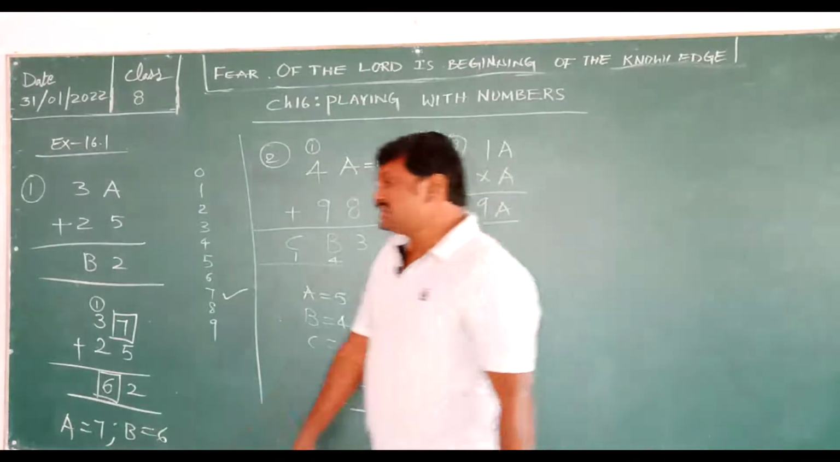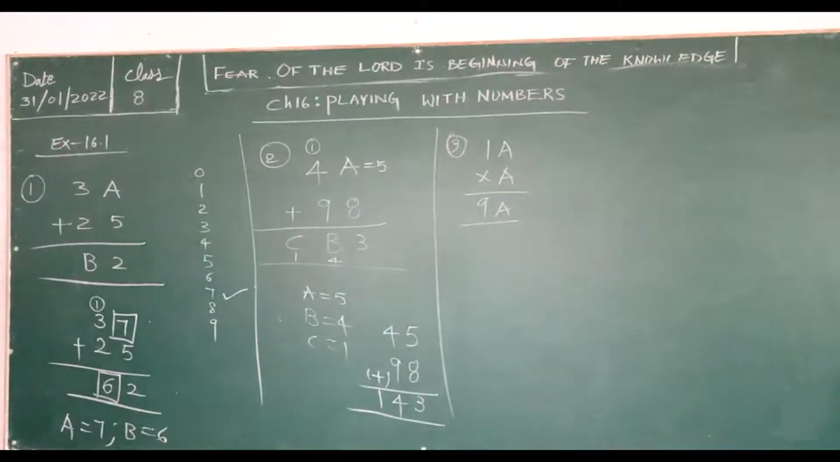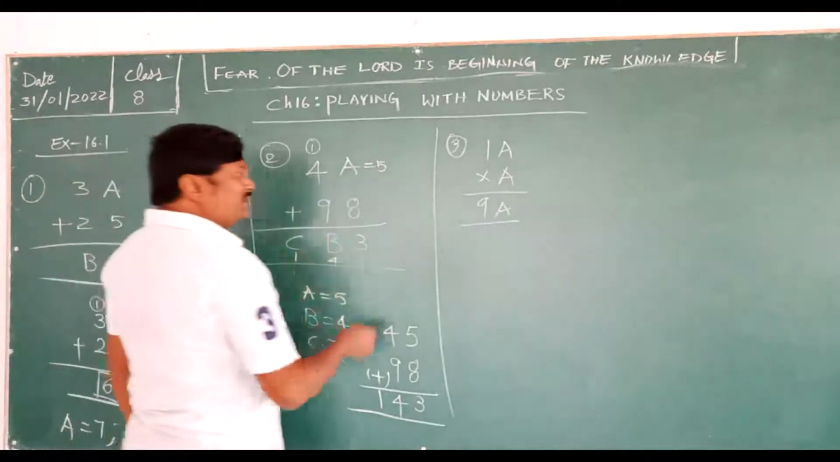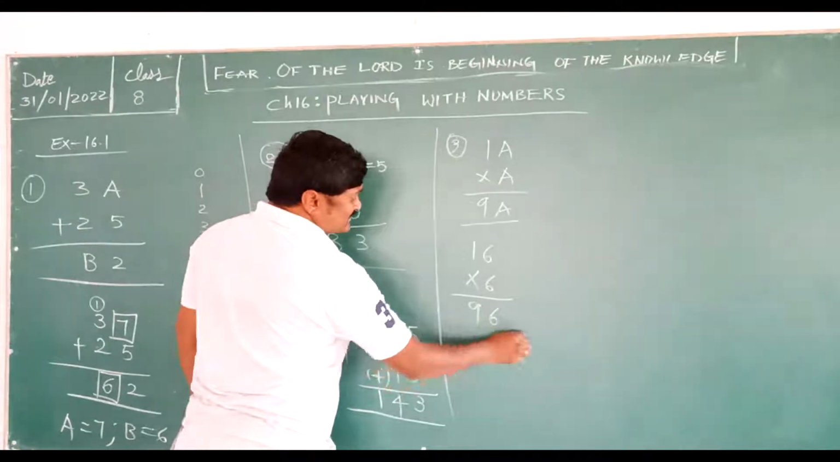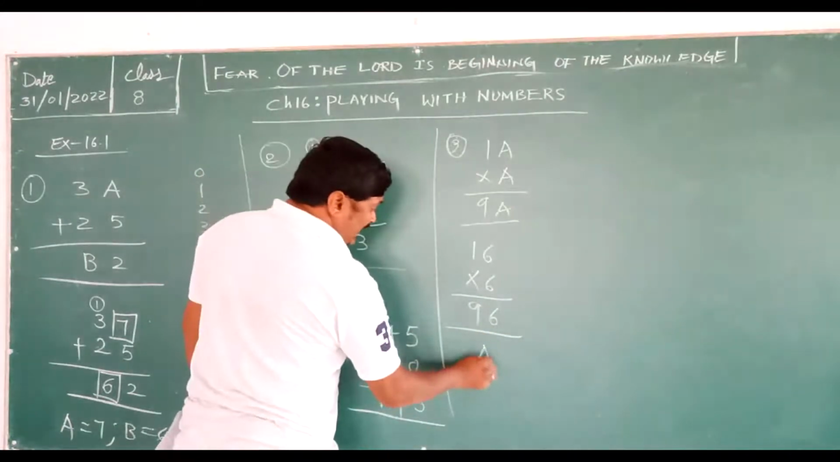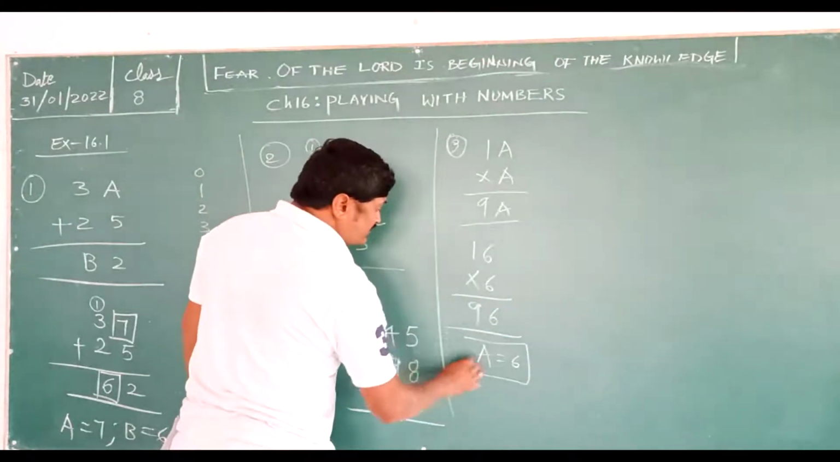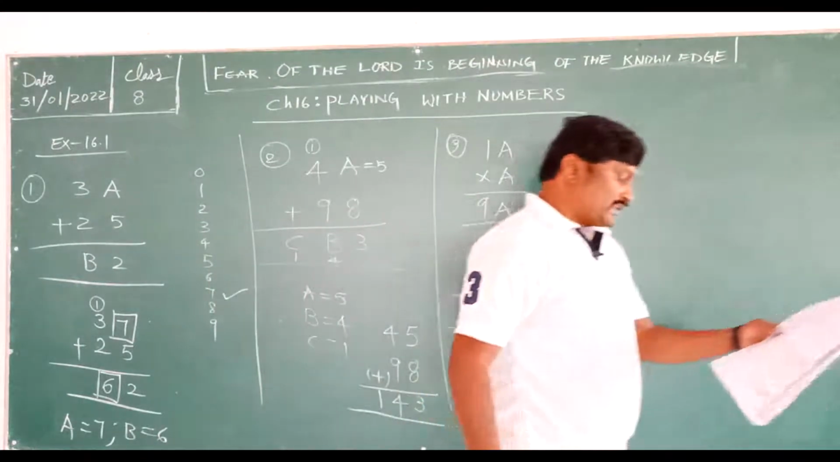Let me check who has written first. Yes, A is 6. Shreya written, Hemendra written, Krishnapal written, and Harshita written. Very good. Mehak written, Aish written, Sundar written. Give claps to everyone. Very simple here. Just write 16 into 6 is 96. So now A is equal to 6. Finished your answer. It is your third question.